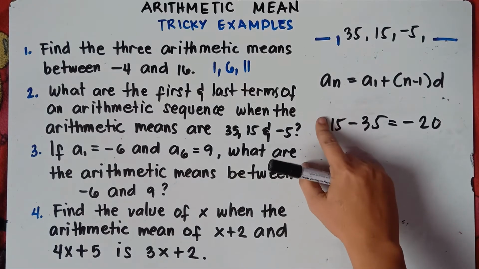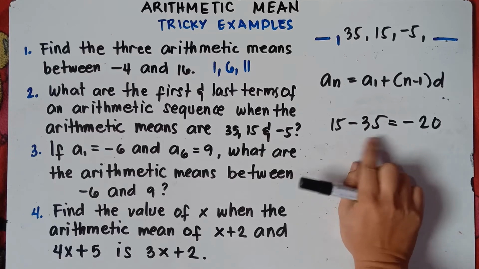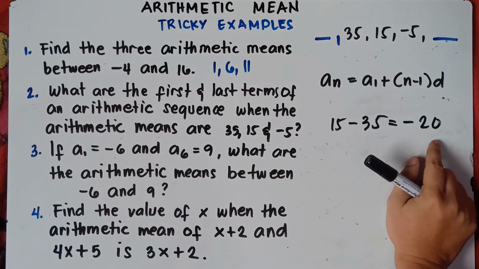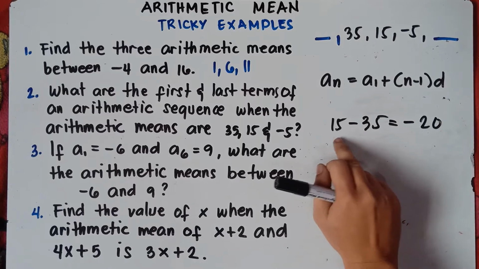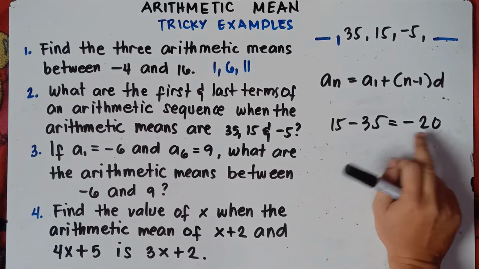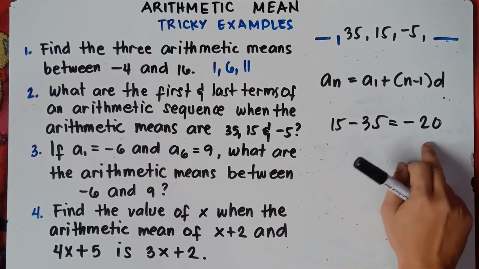So that's the thing that you will do, class, because most of the students will be confused with this one. For 15 minus 35, their answer is 20, but it is not correct. So therefore, 15 minus 35 should be negative 20 because 35 is greater than 15. Alright, so the common difference is negative 20.